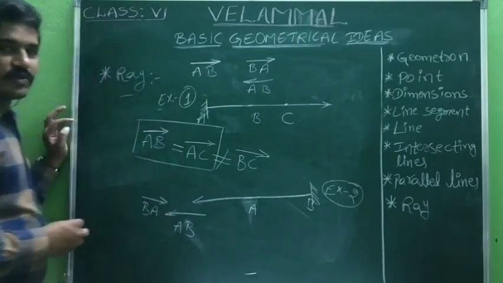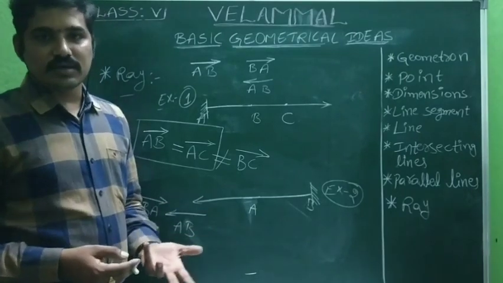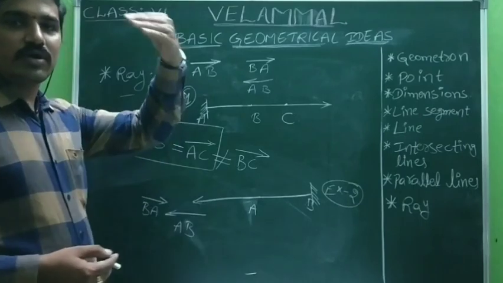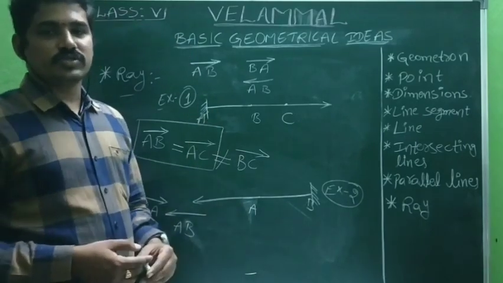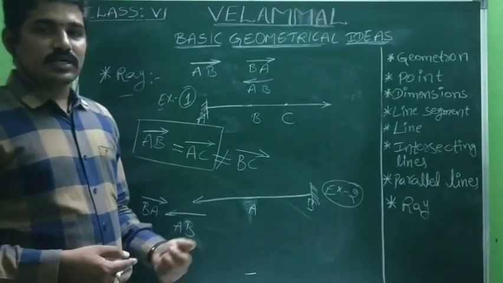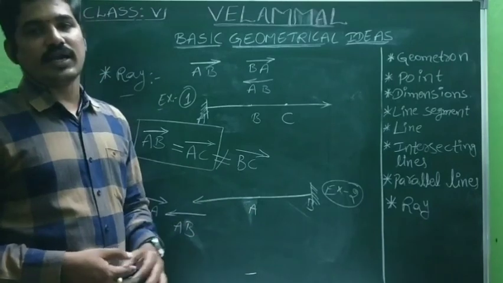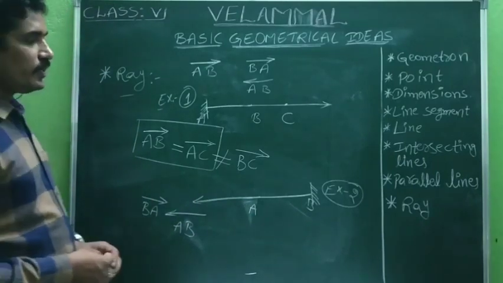So examples of rays, in day-to-day life, we can say sunlight, where it is starting at the sun and reaching the earth, moving with infinite length, so it is a ray we can take as an example. Or we can use the torchlight, those also we can identify as a ray. So those are the examples for rays.